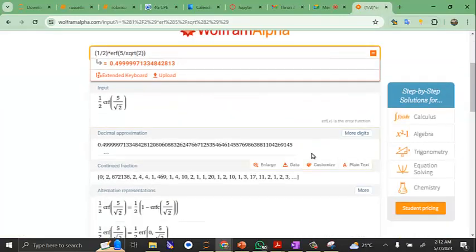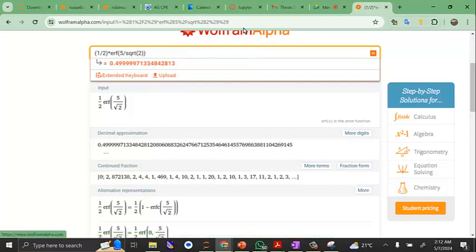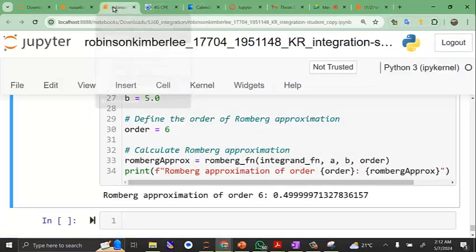Right, there it is. 0.499997133. Okay, so let's see what the Romberg gave us. Look at that. 499999713. You can't beat that. Okay, that is pretty good for a sixth order approximation.